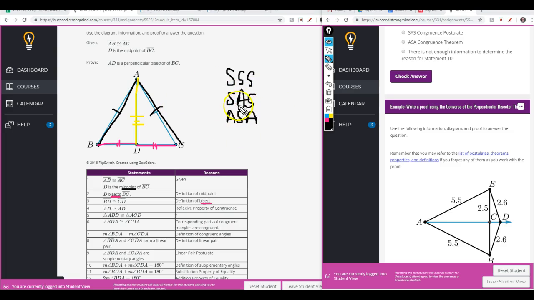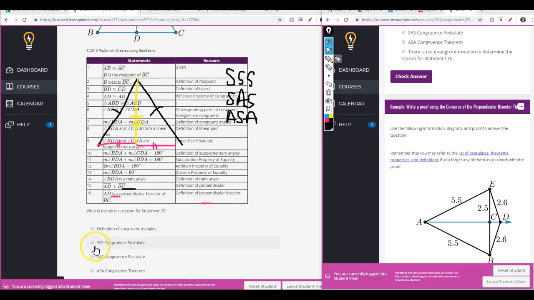So what do we have? Do we have any angles marked? No, we have all sides. So this would be side, side, side congruence. We have AB marked the same as segment AC. We have BD marked the same as segment CD. And we have AD as the same side. So of course it's going to be the same measurement to itself. So this one's going to be the side, side, side congruence postulate.